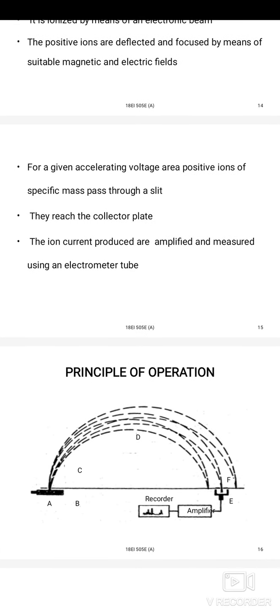For a given accelerating voltage and field, positive ions of specific mass pass through a slit. They reach the collector plate. The ion current produced is amplified and measured using an electrometer tube.